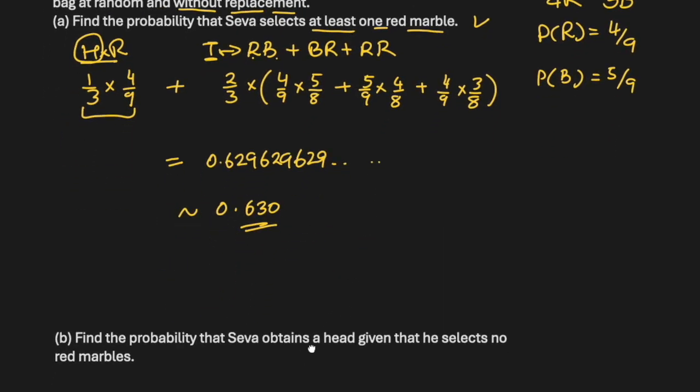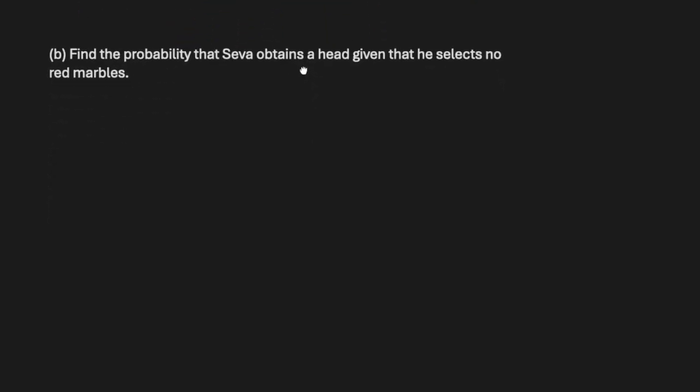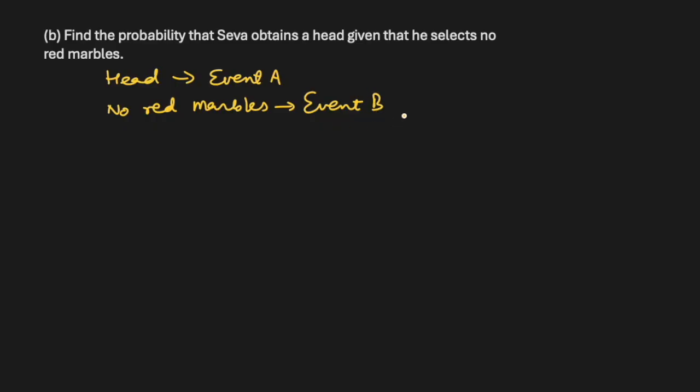B part. Find the probability that Seva obtains a head given that he selects no red marbles. So let's say that head is event A, and no red marbles is event B. So we know by formula that A given B, which is asked, is the probability of A intersection B, when both are happening, over the probability of just B.